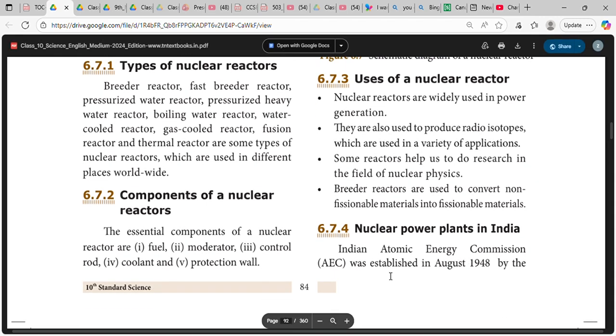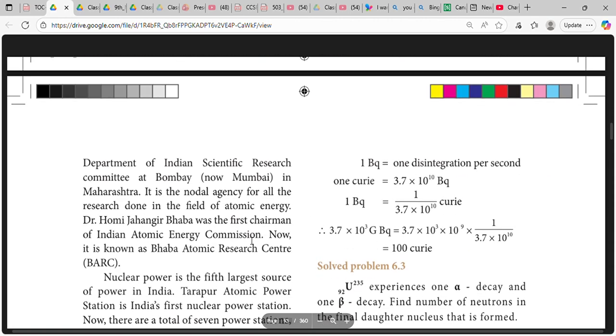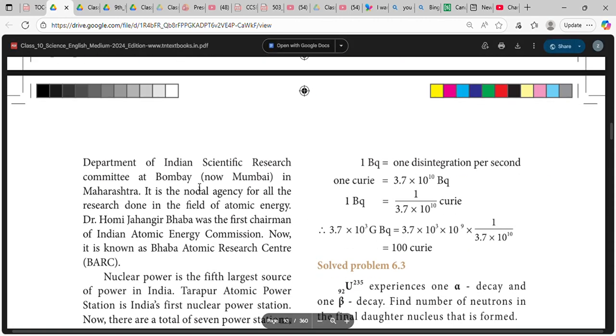Indian Atomic Energy Commission was established in August 1948 by the Department of Scientific Research Committee at Bombay, in Mumbai, Maharashtra. It is a nodal agency for all the research done in the field of atomic energy. Dr. Homi Jehangir Bhabha was the first chairman of the Indian Atomic Energy Commission, and now it is known as the Bhabha Atomic Research Centre (BARC).